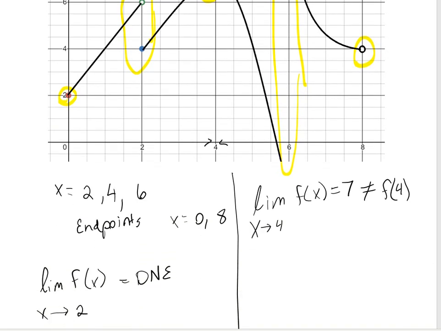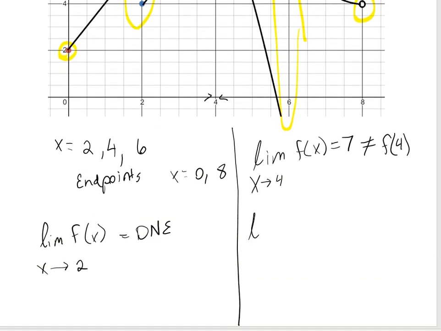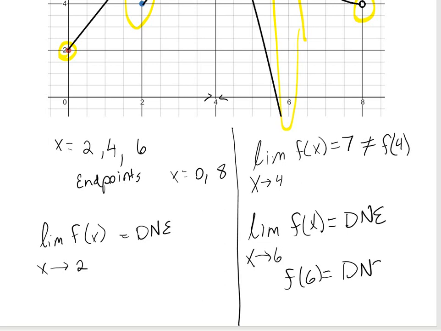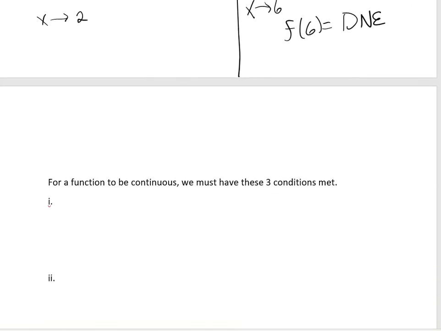Now, the issue at 6 is all over the place, so one issue at 6 is as we approach 6, our function does not have a limit that exists, okay, because they go to infinity. Another issue here is if I actually tried to plug 6 in, it would also not exist.